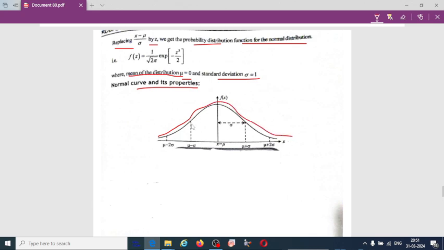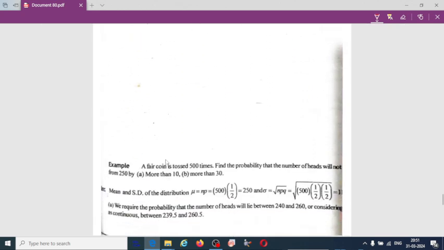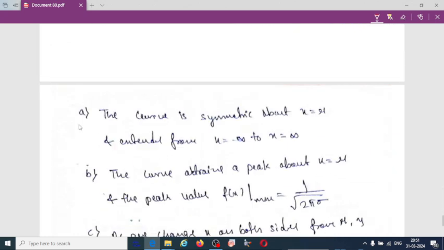It is a continuous distribution having a bell shape. Here x is equal to mu, the mean value, and sigma is the standard deviation. On either side, left and right, we have mu plus sigma, mu plus 2 sigma, and like that mu minus sigma, mu minus 2 sigma. These are the conditions for Gaussian distribution.